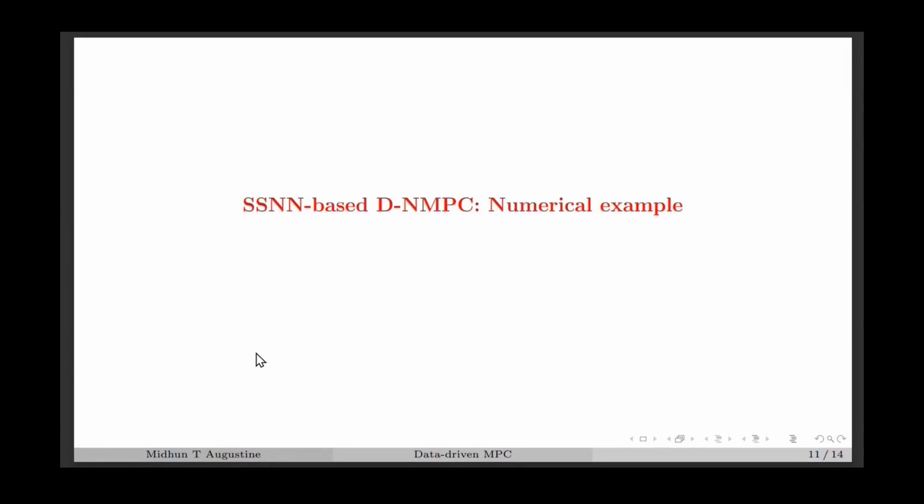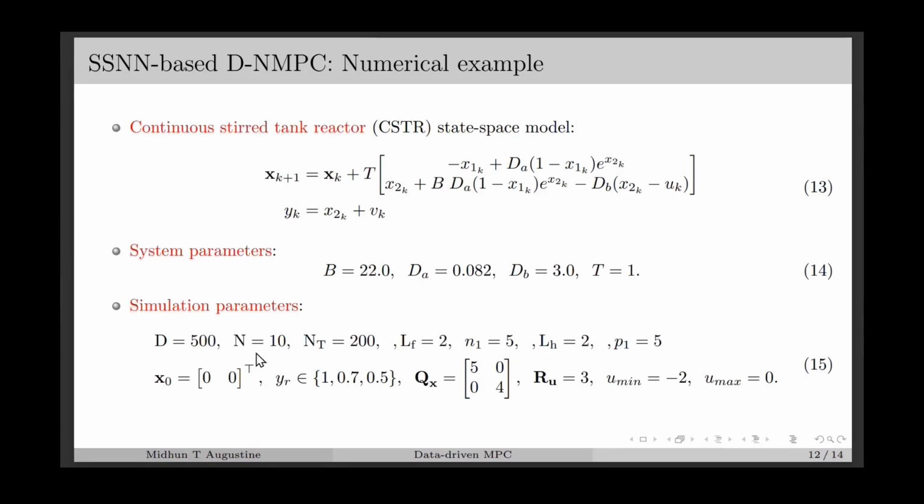Next, we will discuss a numerical example for SSNN-based NMPC. Here, similar to the previous lecture, we will be considering the CSTR example for which the state space model will be as in equation number 13. The parameters for the CSTR will be defined as in equation number 14, and the simulation parameters for NMPC will be defined as in equation number 15.